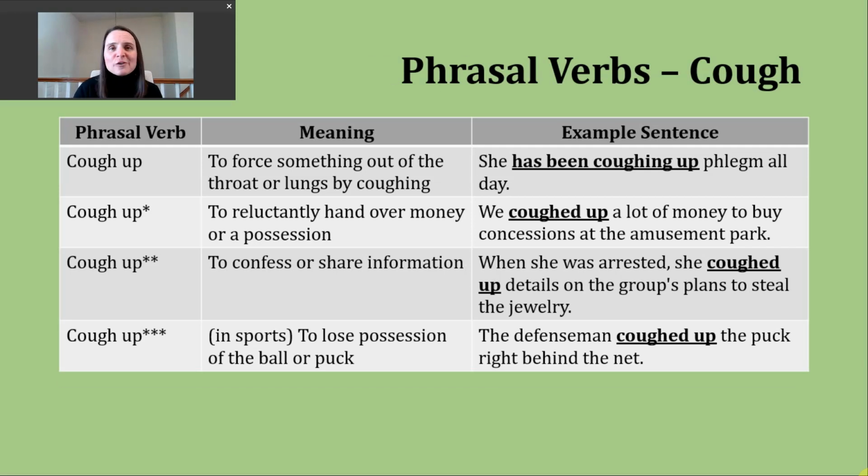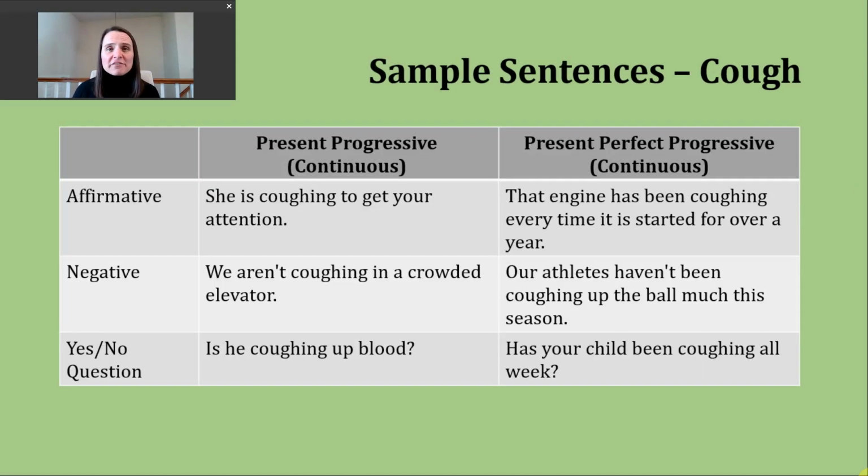Now, let's continue using our verb of the day, cough, in a couple different verb tenses. Today, let's practice the present progressive or the present continuous and the present perfect progressive or the present perfect continuous. Let's start with the present progressive. We use this verb tense to talk about an action that is in progress or something that is happening right now. To make a present progressive sentence, we need two parts.